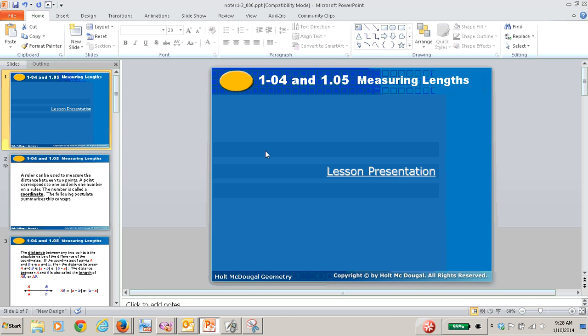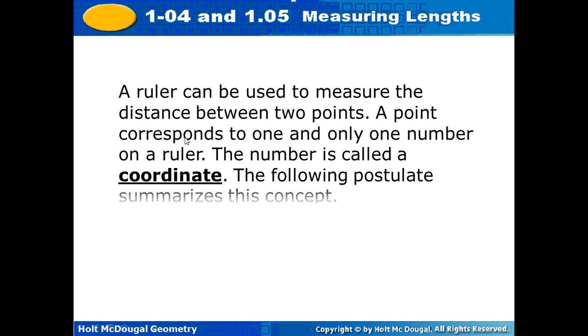This is actually going to be a presentation on 1.04 and 1.05. So let's get started. First off, we want to measure lengths, and we usually measure that on a ruler. A ruler can be used to measure the distance between 2 points. 1 point can correspond to one and only one number, okay? And that number is called a coordinate.